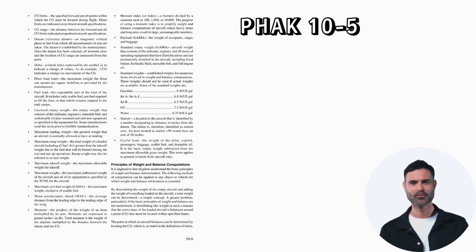CG limits. The specified forward and aft points within which the CG must be located during flight. These limits are indicated on pertinent aircraft specifications. CG range. The distance between the forward and aft CG limits indicated on pertinent aircraft specifications.